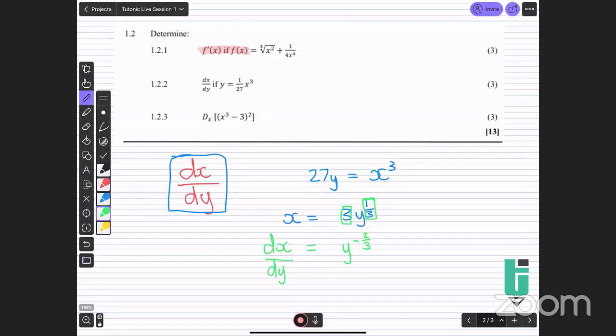Okay. So do you see, this is just mathematics language, but all they're saying is make x the subject of the formula and take the derivative. Okay.